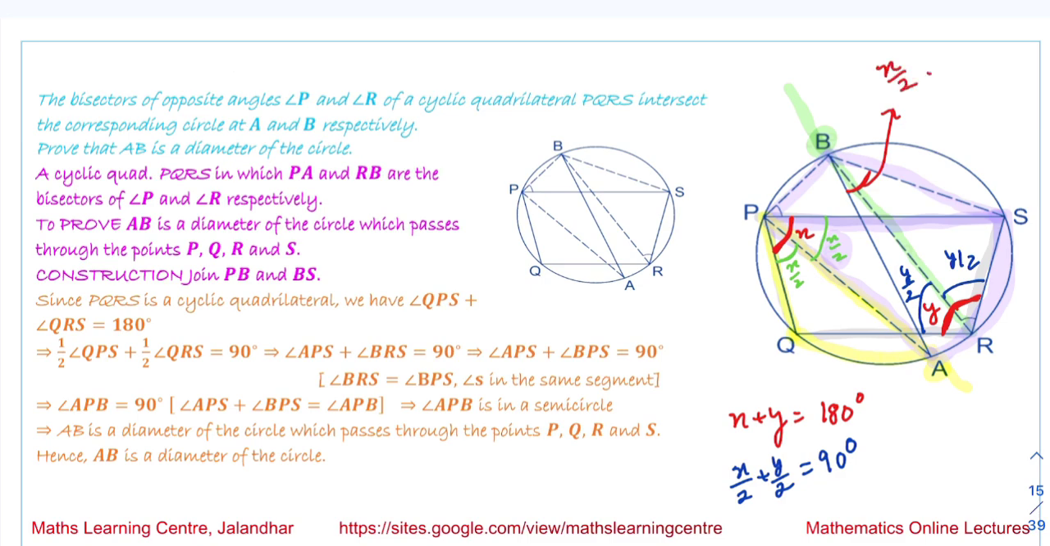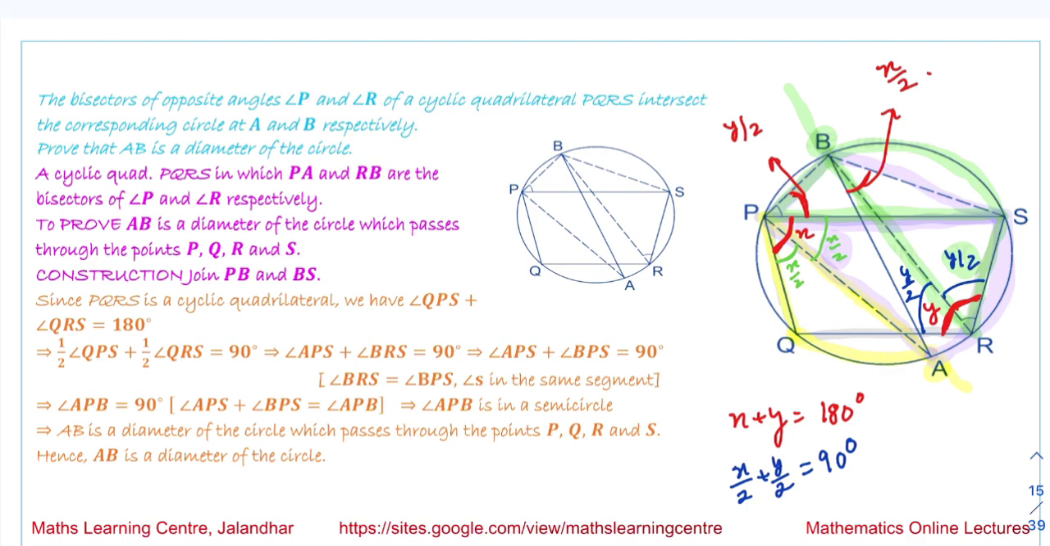Now, if we look at the arc BS, we are talking about this arc BS over here. On this arc, we have one angle, that is SPB. And on the same arc, we have this angle BRS, whose value is Y by 2. It means this angle at P over here, its value is Y by 2.